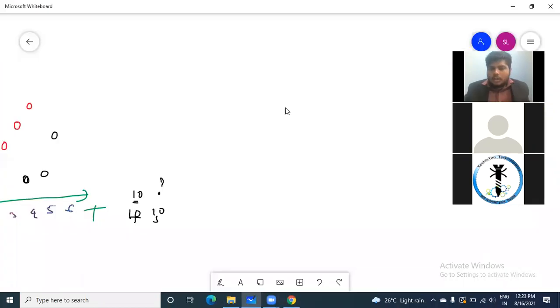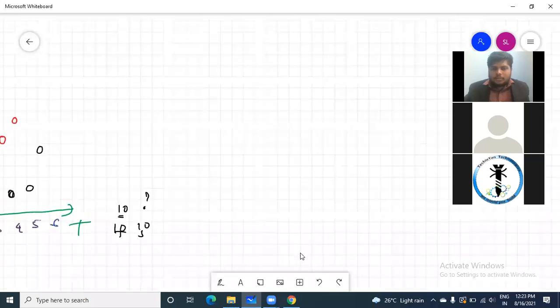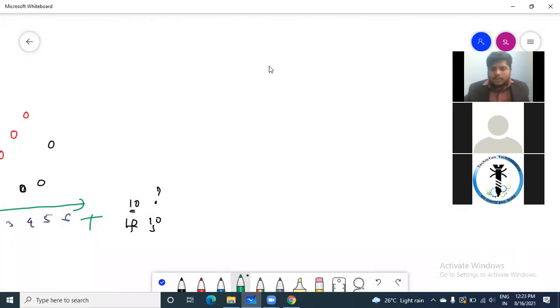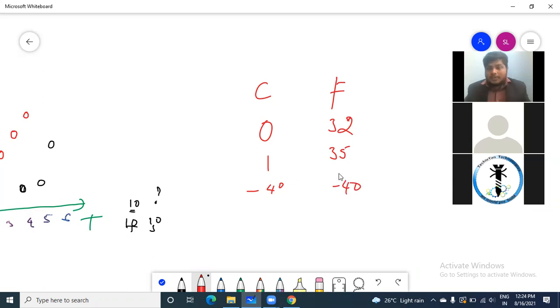So simple thing. Now, if I have Fahrenheit and centigrade, this is a very basic example which I am very much interested in sharing with people. So centigrade and Fahrenheit, right? For example, what is 0 centigrade? I know that it is 32 Fahrenheit, right? If I'm having 1, it is somewhere around 35 or something. If I'm having minus 40, I get minus 40 here, because at minus 40 both are the same.